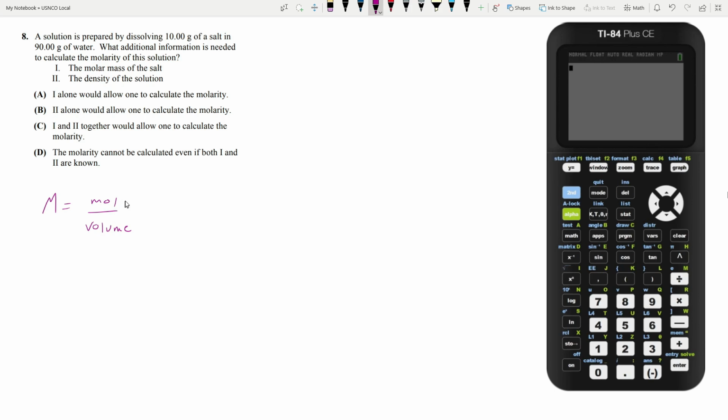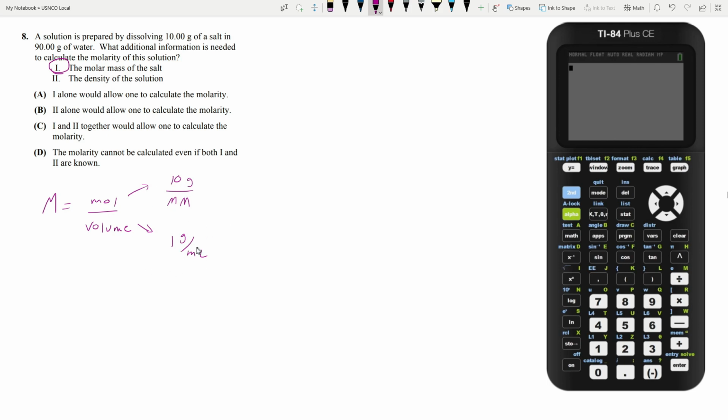The moles is pretty simple, where we know that we have 10 grams of the salt, so we are going to need the molar mass of our salt, which is 1. So 1 is definitely required. And the volume is where it gets a little tricky. You are dissolving this in 90 grams of water, and when something usually dissolves in water, the volume of the solution doesn't change much. And you know the density of water is about 1 gram per milliliter. So you could say that you have 90 mL and it stays at 90 mL for the entire solution.